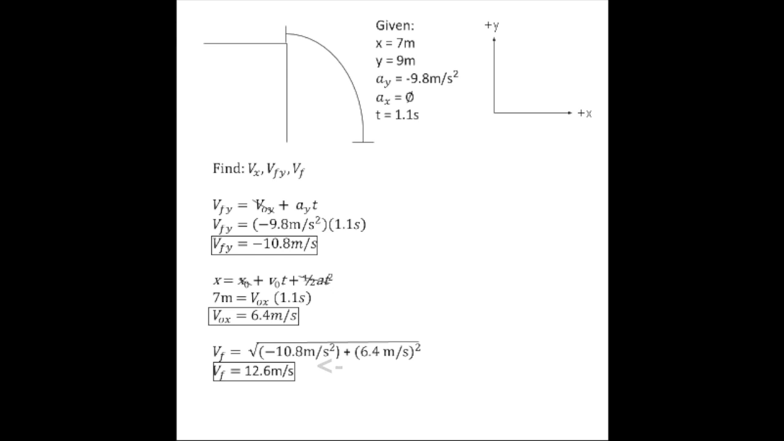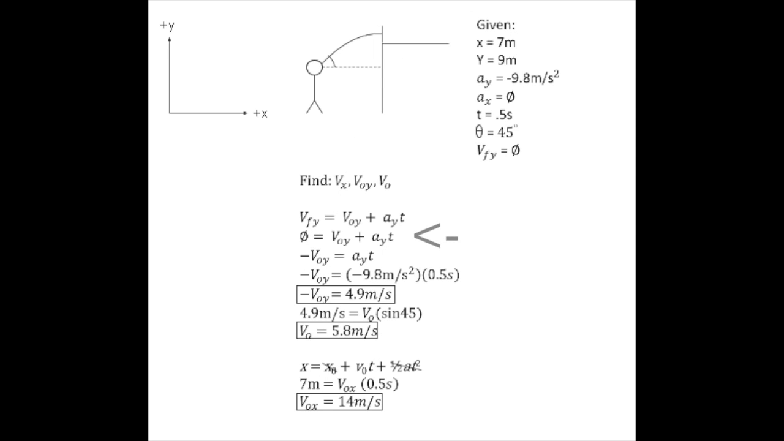When Jackson throws the football up to Garrett, we know that the acceleration in the y direction is negative 9.8 meters per second squared, and the time it takes is 0.5 seconds. So the initial velocity in the y direction is positive 4.9 meters per second.